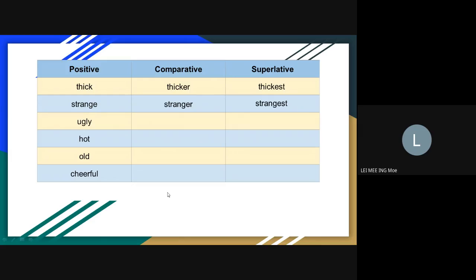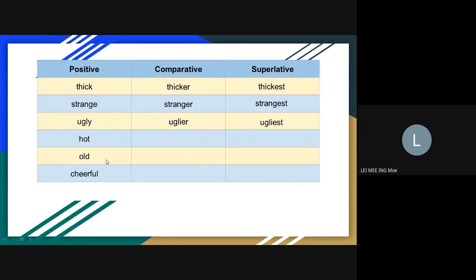Okay, ugly. What is the comparative form for ugly? We have the last letter here, Y, as the last letter here. So the answer is, for ugly, comparative form is uglier. You drop the Y and you plus IER. Right? And for your superlative form, you drop the Y, you plus IEST for ugliest.